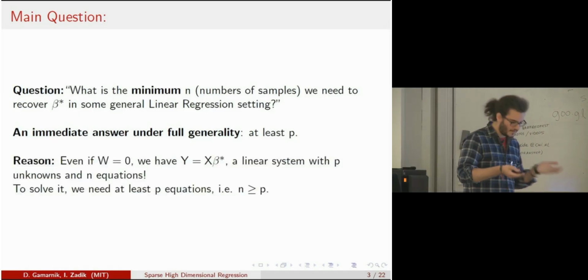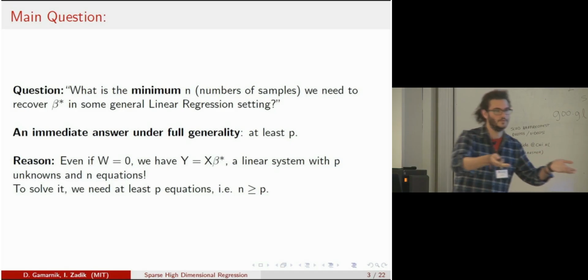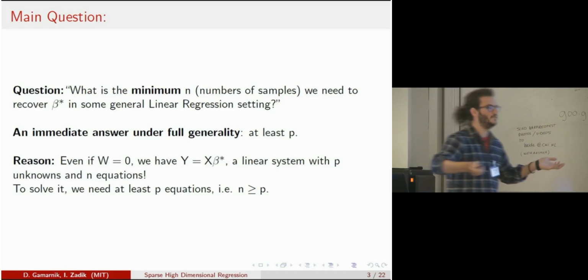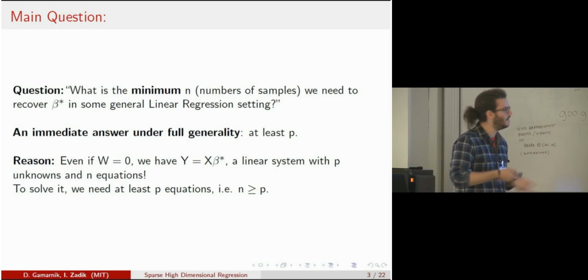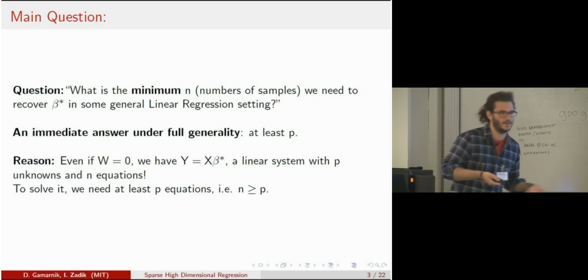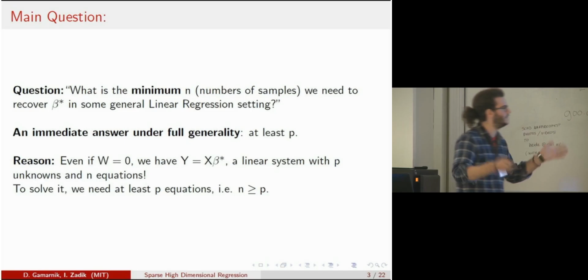Well, because essentially you have a perturbed linear system in front of you. In the best case, W is 0, so you have Y equals X beta star. So you have a linear system with P unknowns and N equations, so to solve it you need N to be at least P. So the lower bound should be clear in some general setting.